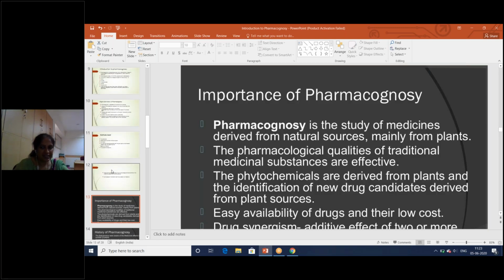So coming to the last slide, the importance of pharmacognosy. Pharmacognosy is the study of medicine derived from natural sources, mainly from plants and animals. It was so before. Later on, we majorly study plants, but other sources are also included. So the pharmacological qualities of traditional medicinal substances are very effective. The phytochemicals are derived from plants, and new drug candidates are identified from the plant. New drug candidate in the sense the chemical constituents. Easy availability of drugs and their low cost.